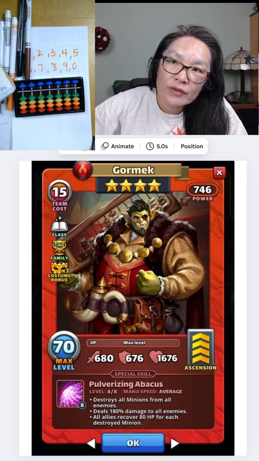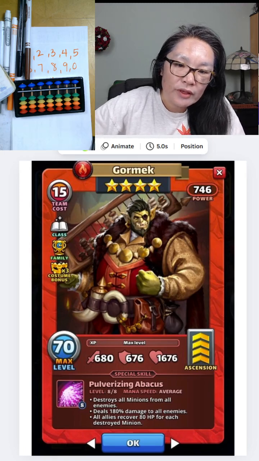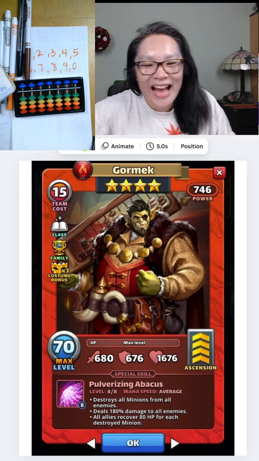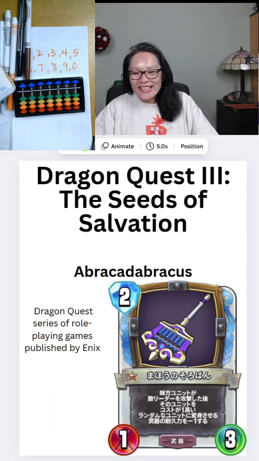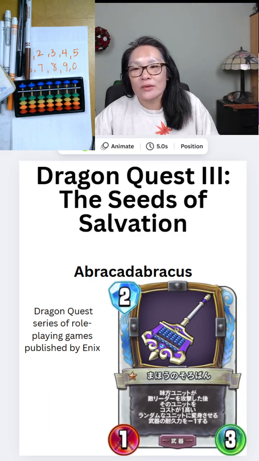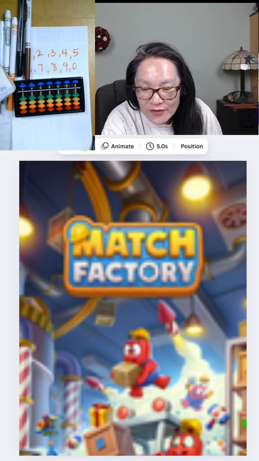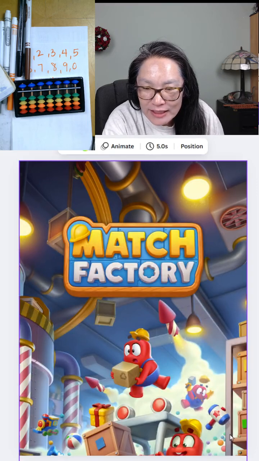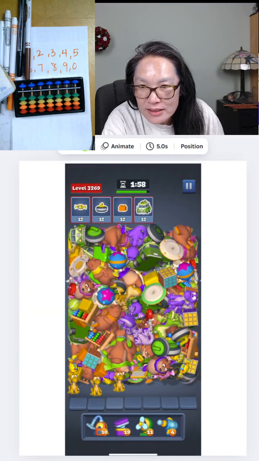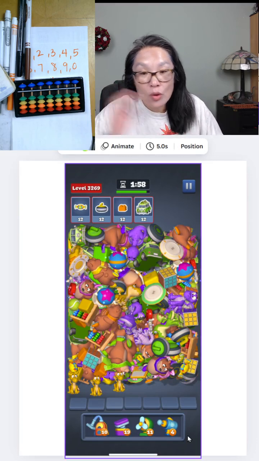Anyone will be perfectly fine. Pulverizing abacus for trolls. Michael. I don't know if anybody does Dragon Quest 3, but in Dragon Quest 3, there's an abracadabracus. And then Match Factory, inside Match Factory, I really like this game. There is the abacus. And there's the horizontal ones.